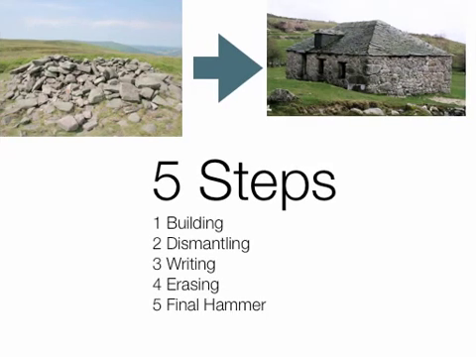And so we have five steps of building shelter. Number one is building. Number two was dismantling. Number three was writing. Number four was erasing. And number five, the most complex, the most complicated of them all, was the final hammer blow.